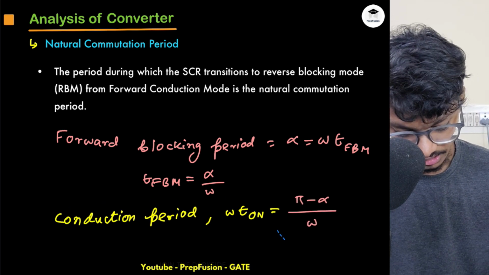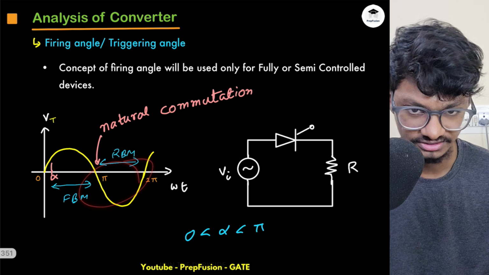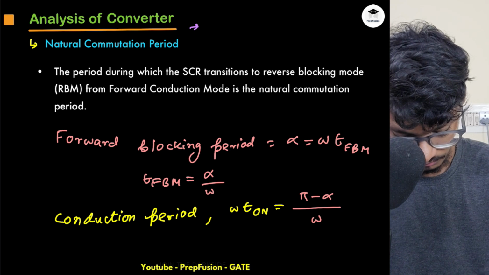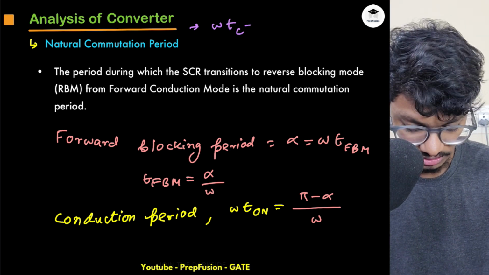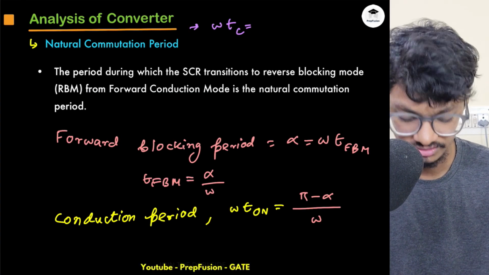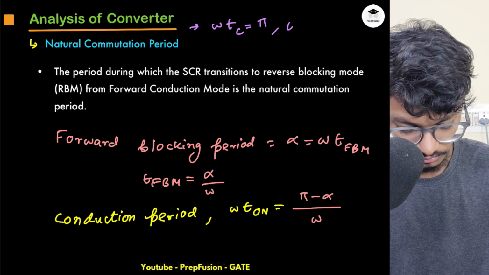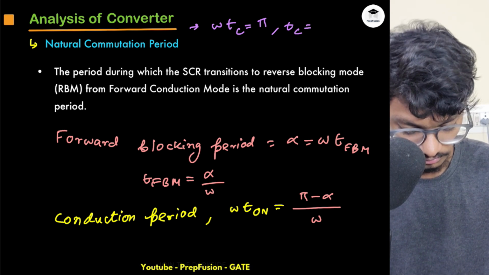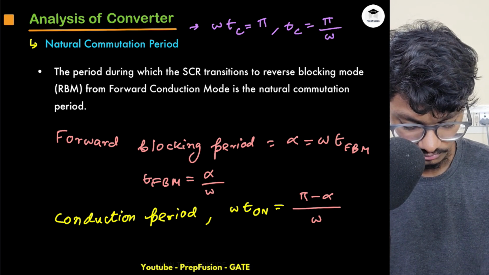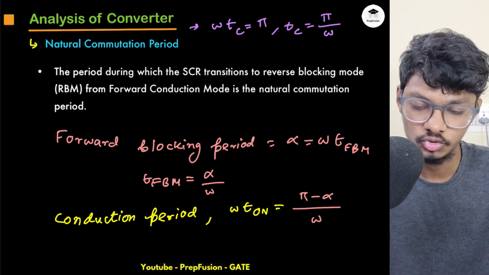So now what is the natural commutation period? Natural commutation period will be when the SCR is in reverse blocking case. In this case, omega t into Tc, we write it as Tc equals to only pi, right? For this overall negative half cycle it is totally naturally commutated in reverse blocking mode. So omega into Tc is equal to pi, so Tc is equal to pi by omega, right? So this will be my natural commutation period.